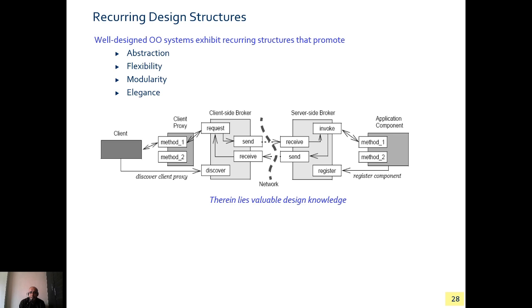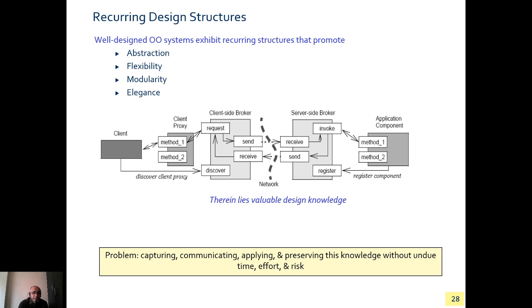AMFE, then HEMA. Right? So there is an example there about the client and server. There are two brokers, server side and client side. One is the client proxy, another one is the application component. So once registrations have been done, the network is open for interconnecting between the client and the application component. So what is the problem here in working with the AMFE principle? Capturing, communicating, applying, and then time and effort and risk, and then benefits of the patterns: design reuse, uniform design vocabulary, that is lexicon, basis for automation, you can automate.